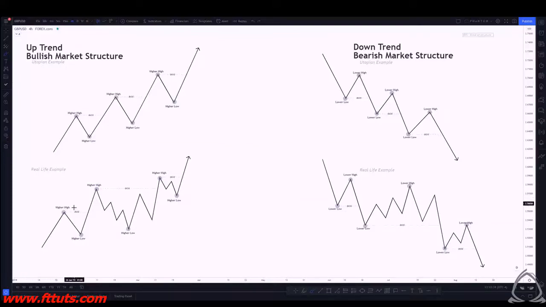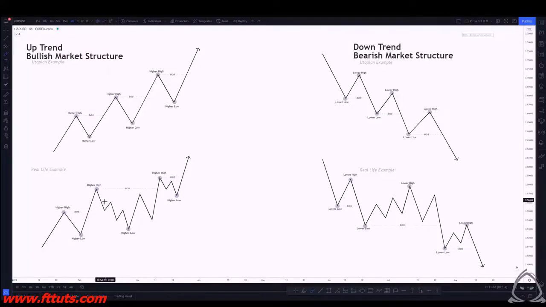So what we have here is a more real life example of an uptrend. What we can see is we're still making higher highs and higher lows, but there's a little bit more noise or fluctuation in between the two ranges. So between the higher low and the higher high. And what we can see here is price begins to correct. And what happens is the correction ends up creating substructure.